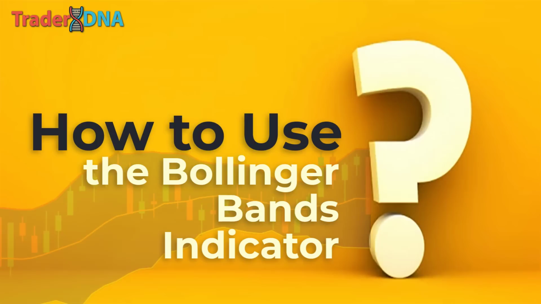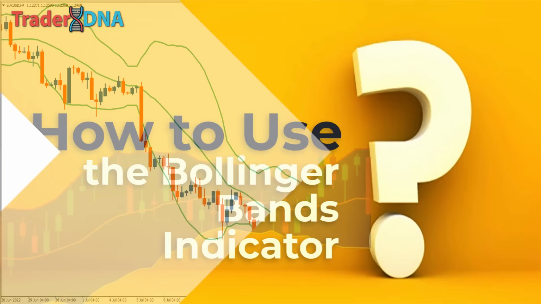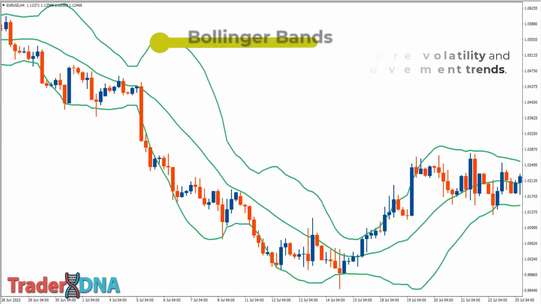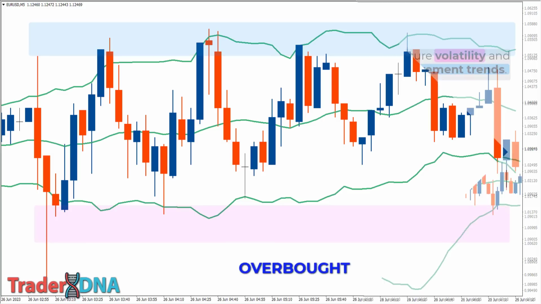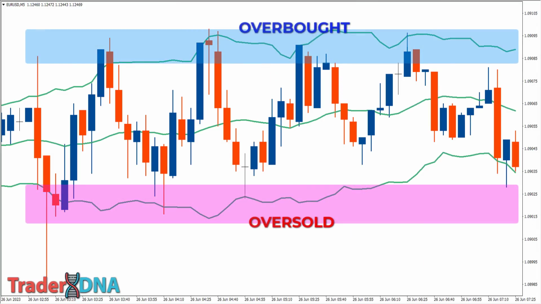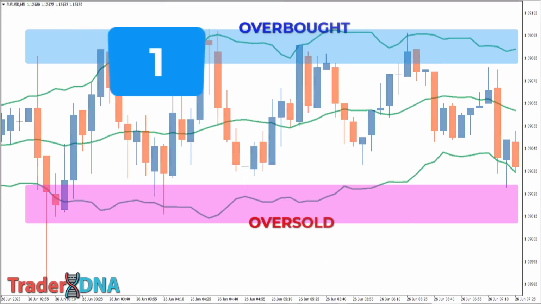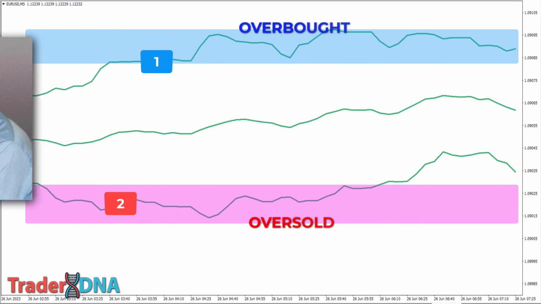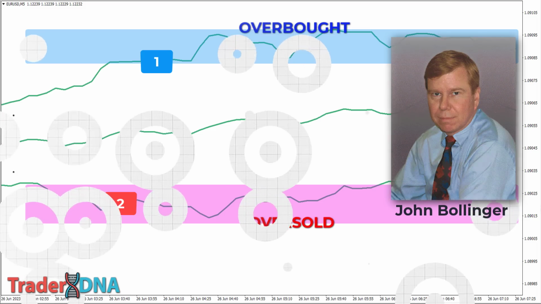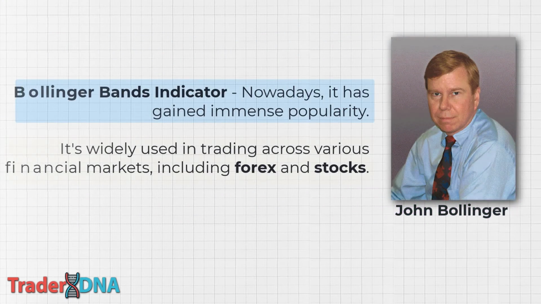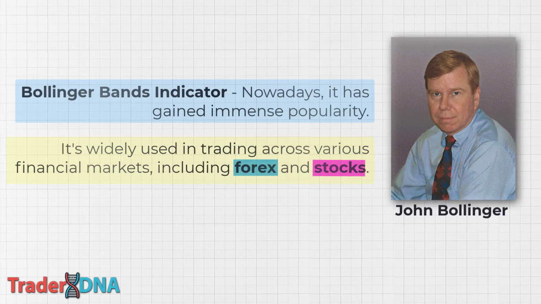How to use the Bollinger Bands indicator. Bollinger Bands is a technical indicator used to measure volatility and determine the direction of price movement trends. In addition to trend direction, this indicator is also helpful in identifying overbought and oversold conditions. One notable feature is that during sideways markets, prices tend to move between two bands. John Bollinger, a skilled trader, created this indicator back in 1980. Nowadays, it has gained immense popularity and is widely used in trading across various financial markets, including Forex and stocks.